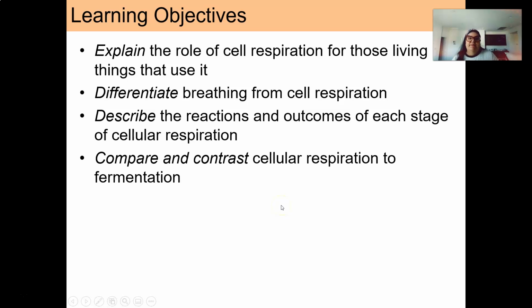So our learning objectives: we're going to have you explain the role of cellular respiration for those living things that use it, differentiate breathing from cellular respiration, describe the reactions and outcomes of each stage of cellular respiration, and compare and contrast cell respiration to fermentation. So those are our objectives for this.